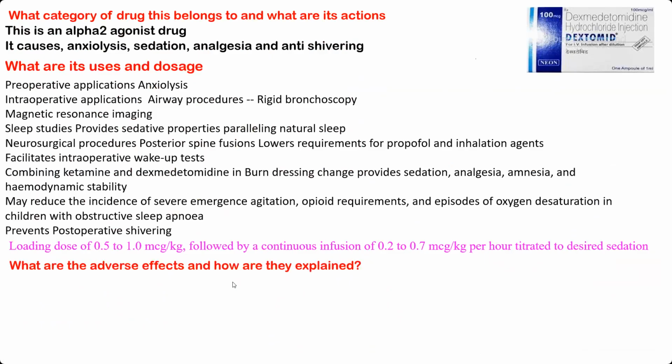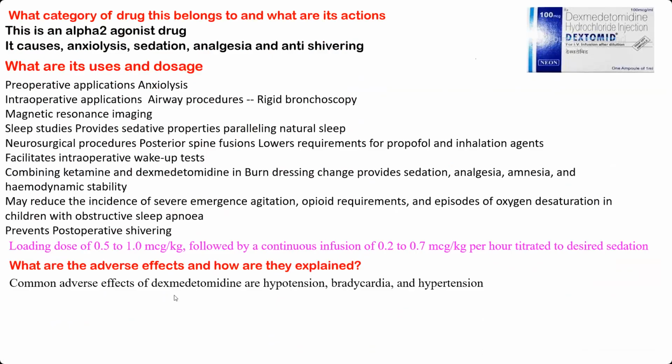Okay. What are the adverse effects and how are they explained? Sir, it causes initial tachycardia, then hypotension and bradycardia. Junctional rhythm, sir. Does not cause any hypertension. It causes initial hypotension and bradycardia first, then hypertension. Okay. Yes, sir, common effects are hypotension, bradycardia, followed by hypertension. So how do you explain that? Why does it cause hypotension and bradycardia initially and then hypertension?